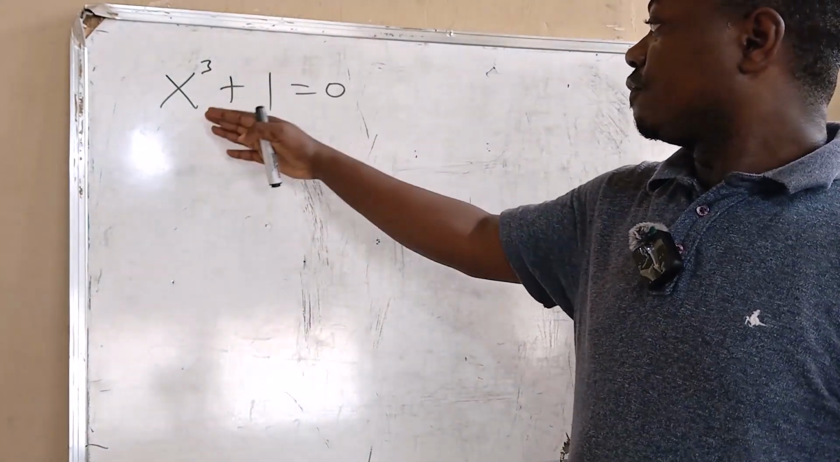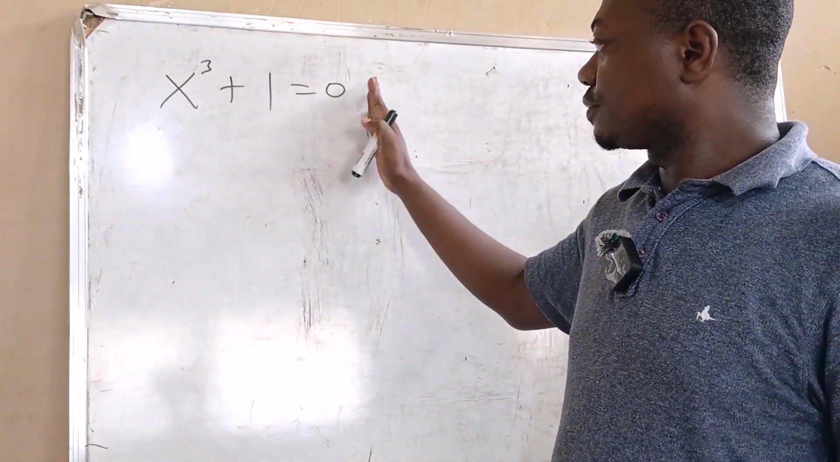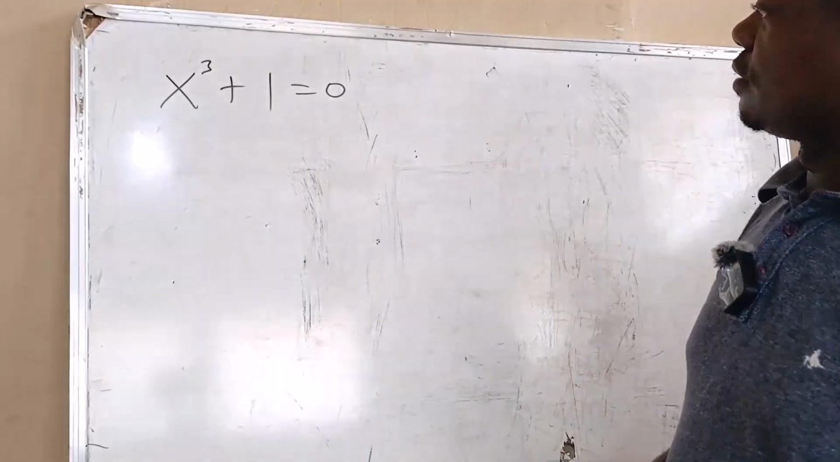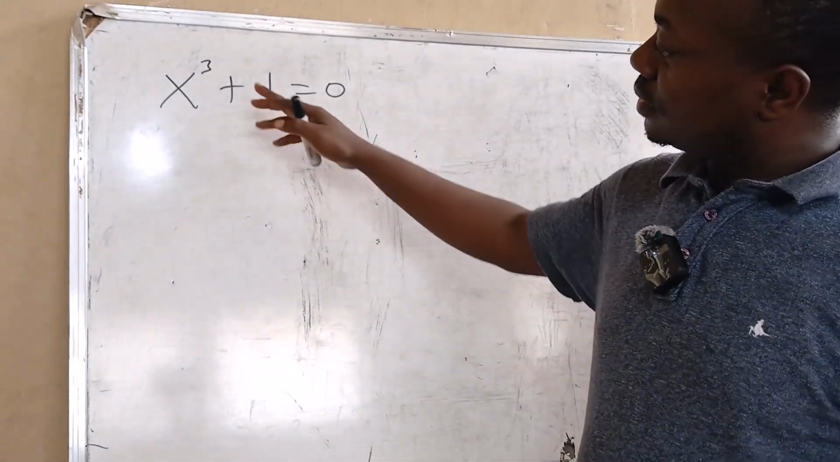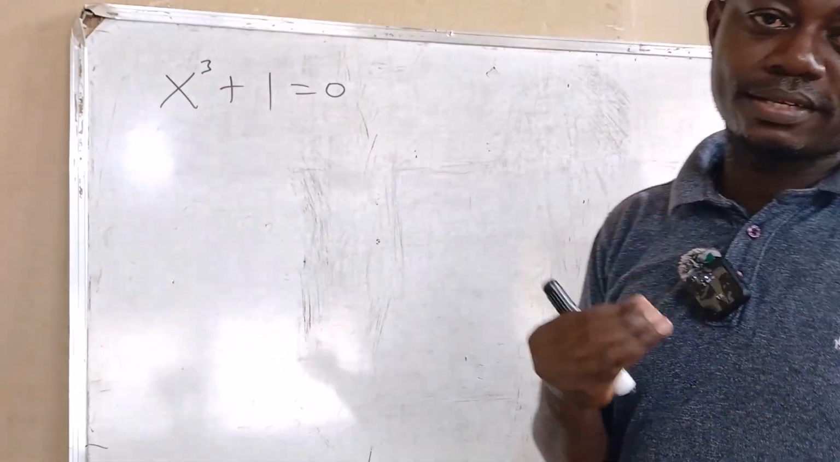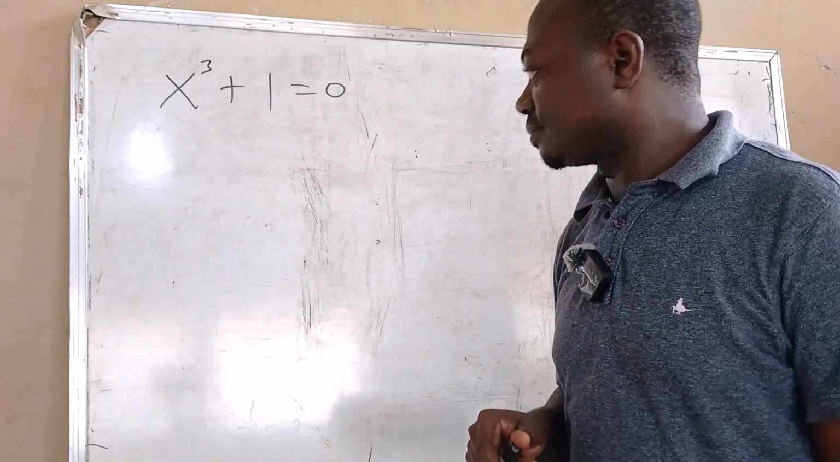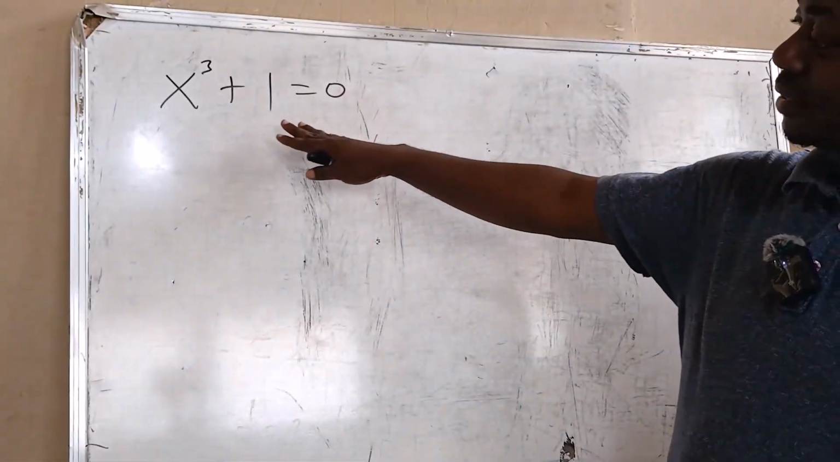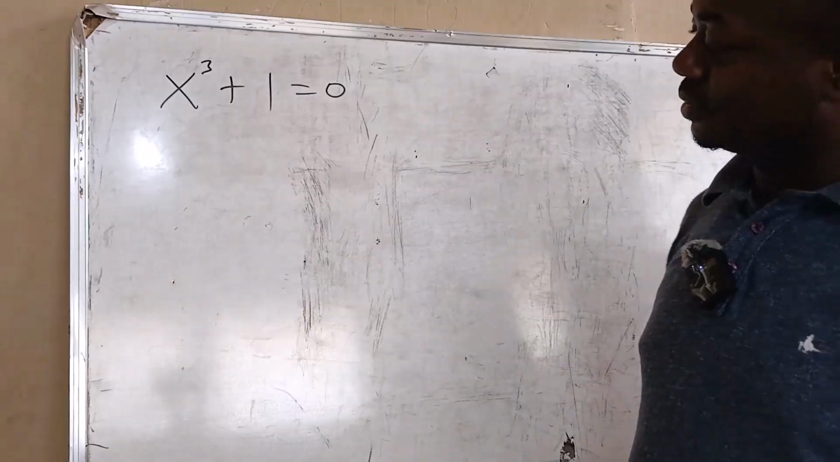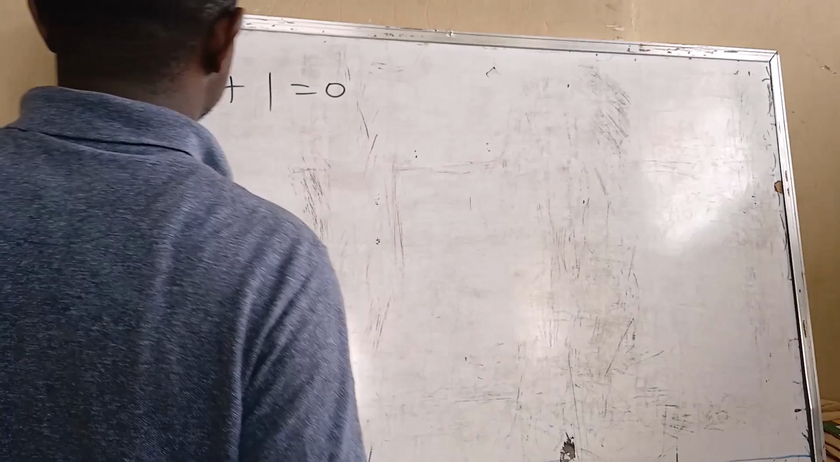Now let's solve for x here, given x cubed plus 1 is equal to 0. Okay, now from here, because the highest power here is 3, we are expected to get 3 solutions. All right, so what I'm going to do here is very simple. We are going to apply the sum of cubes. There is something we call sum of cubes, and it goes like this.